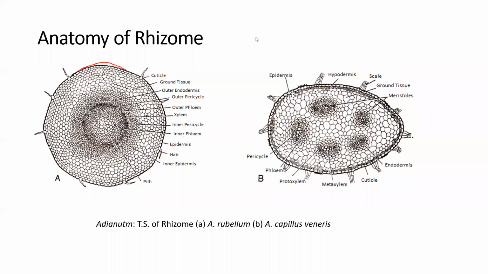and the cortical region cells are compactly arranged without any intercellular spaces. Sometimes in some species, there is a distinct layer of sclerenchymatous cells beneath the epidermis. This is called hypodermis. In some species, the hypodermis is also present just below the epidermis, which is made up of sclerenchymatous cells.